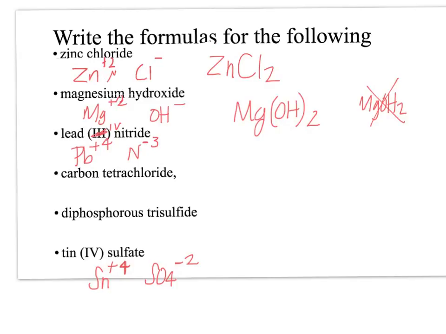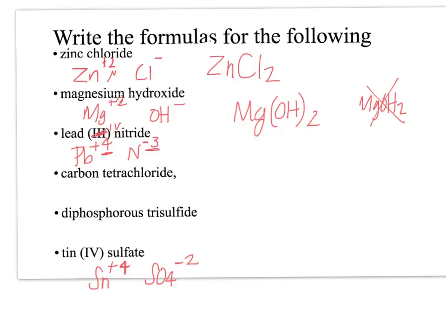So let's do the next one. There's a typo. It says lead 3. There is no such thing as lead 3. So it should be lead 4. So change that on your paper to be lead 4. This time we have a 4 plus and a 3 negative right here. So we're going to need to balance that charge out.